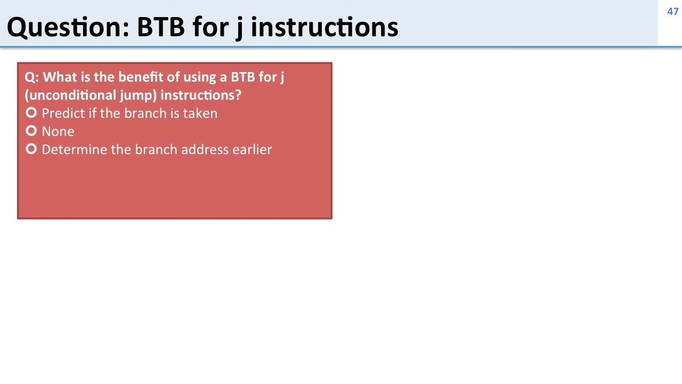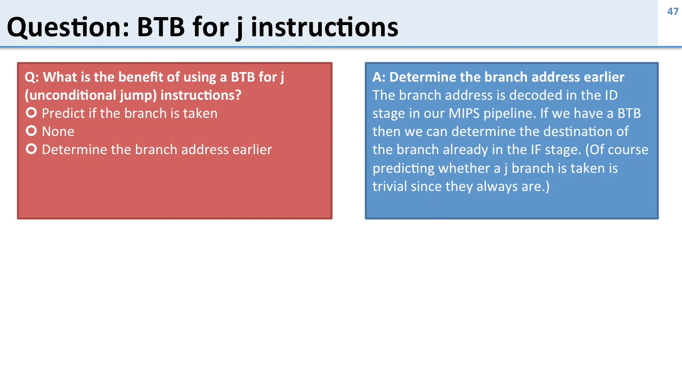So a question about the BTB and the jump instruction. What's the benefit of using a branch target buffer for a jump, that is an unconditional jump instruction? Well, it will allow you to determine the branch address earlier. The branch address needs to be decoded in the instruction decode stage and then used to calculate where the branch is going to go. If we have a BTB, then we can determine the destination of the branch already in the instruction fetch stage.